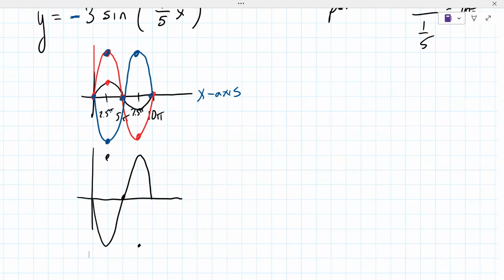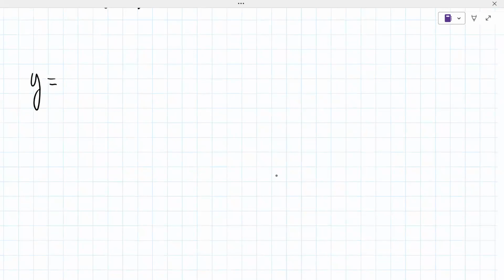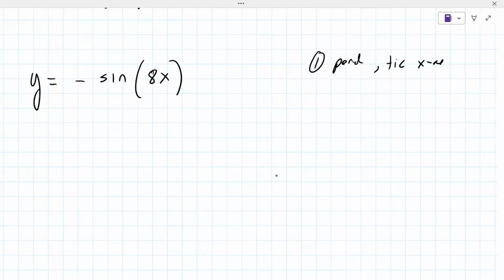Is that okay? All right, so I'm going to give you a couple to try here. Let's go y equals negative sine 8x. Go ahead and try that, please. And I will graph it, but give it a try. So what I'm grading you on are the period, all the tick marks on the x-axis, the shape, and then any flips, things like that. So let me know when you got something down.